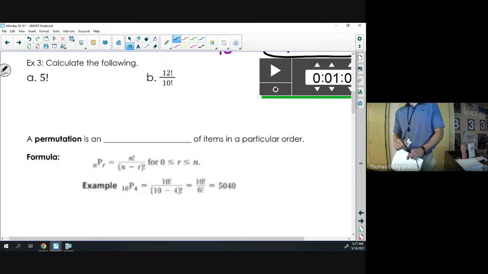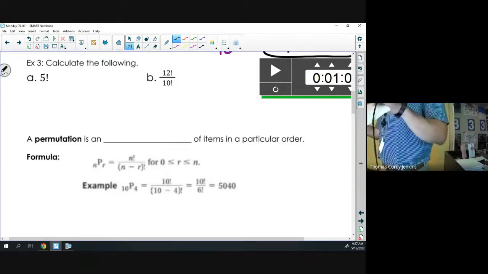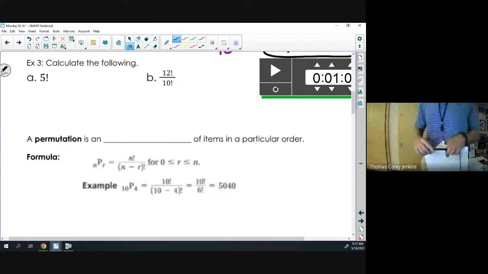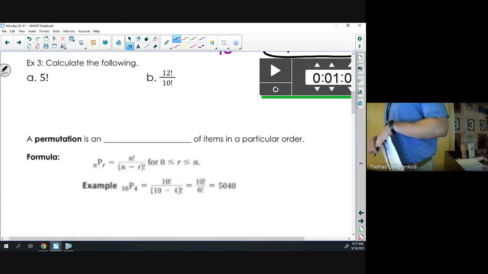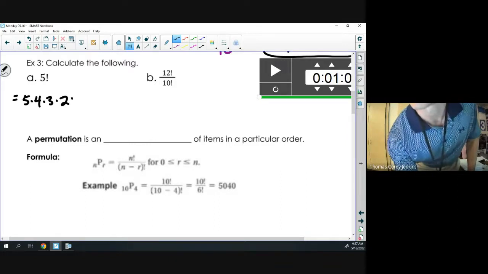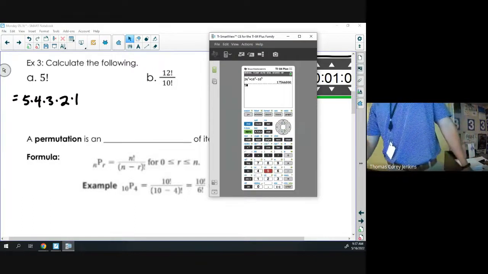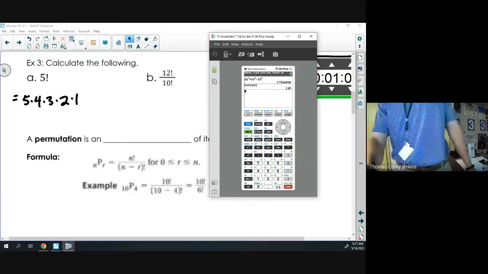Anybody know how to read what it says on A? And the answer is not 5. Anybody know what that says? Anybody know? Nobody knows what that is? 5 factorial, that's right. So anybody know what that means? 5 factorial? That's right. So it's 5 times 4 times 3 times 2, and technically times 1, but we don't really need to type that in, right? So that would be 5 times 4 times 3 times 2 is 120.